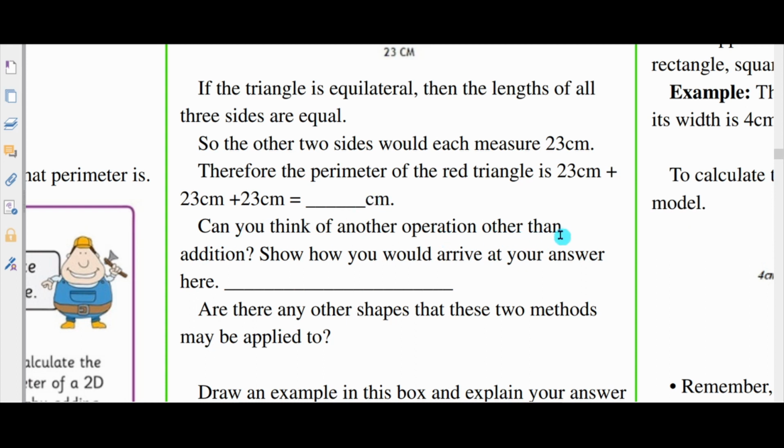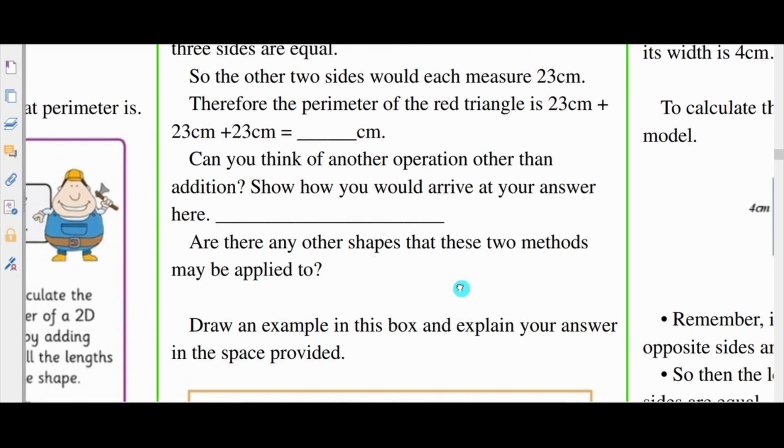Can you think of another operation than addition? Show how you would arrive at your answer here. We could use multiplication, because multiplication is really repeated addition of the same number. So instead of saying 23 plus 23 plus 23 is equal to 69, we could say 23 times 3. 3 3s are 9 and 3 2s are 6. We still end up with 69 centimeters. All right. Are there any other shapes that these two methods may be applied to? And we will come to that.